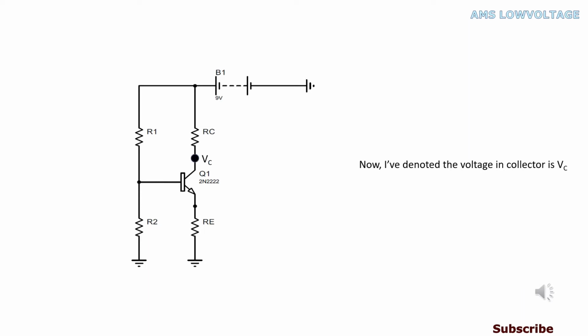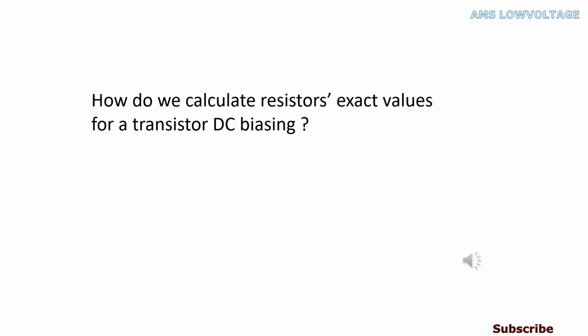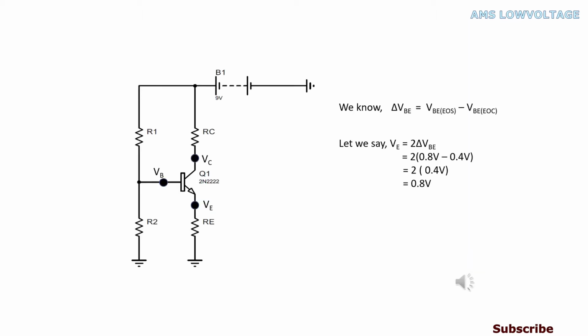Now, I've denoted the voltage in the collector as VC, the voltage in the base as VB, and the voltage in the emitter as VE. We need to set the collector in the middle of VCC and VE. How do we calculate resistors' exact values for a transistor DC biasing? Let's say VE equals 2 times VBE. After putting in all values and doing the calculations, we've found VE equals 0.8 volts.